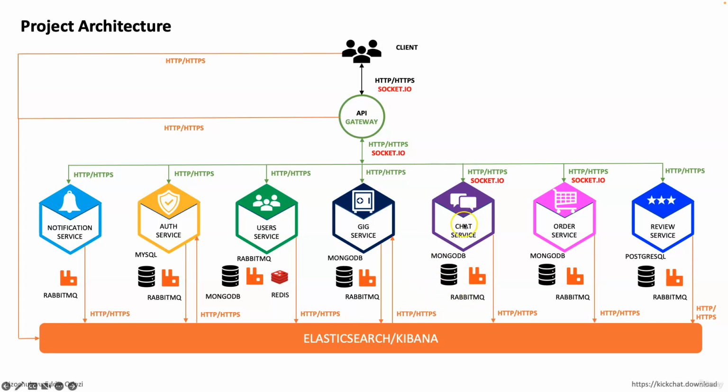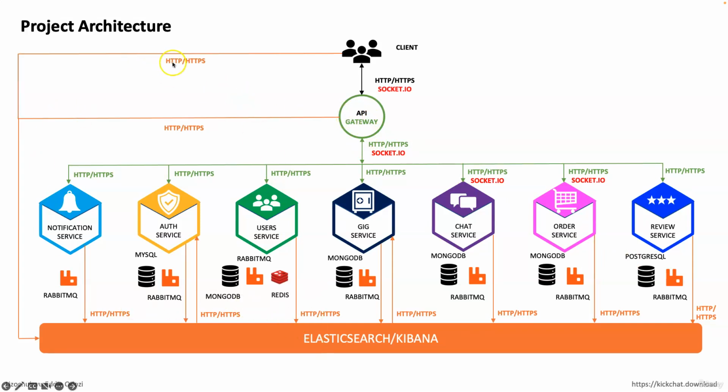Okay, and then the chat service will save our data on MongoDB, and it will connect to RabbitMQ. Other service, MongoDB, RabbitMQ, and then the review service, we are going to connect it to PostgreSQL and also to RabbitMQ. So the reviews and the ratings that will be created, we are going to add them to PostgreSQL. Okay, and then our API gateway will be connected to Elasticsearch and Kibana.